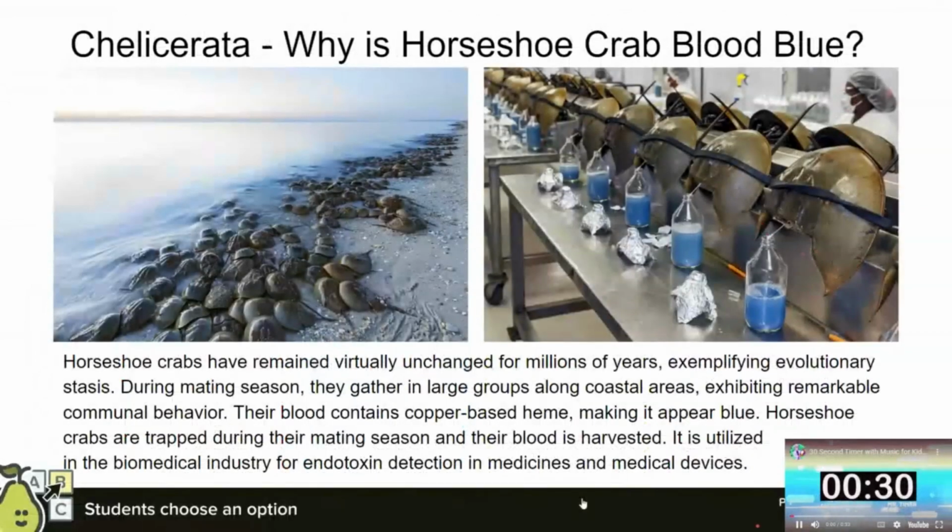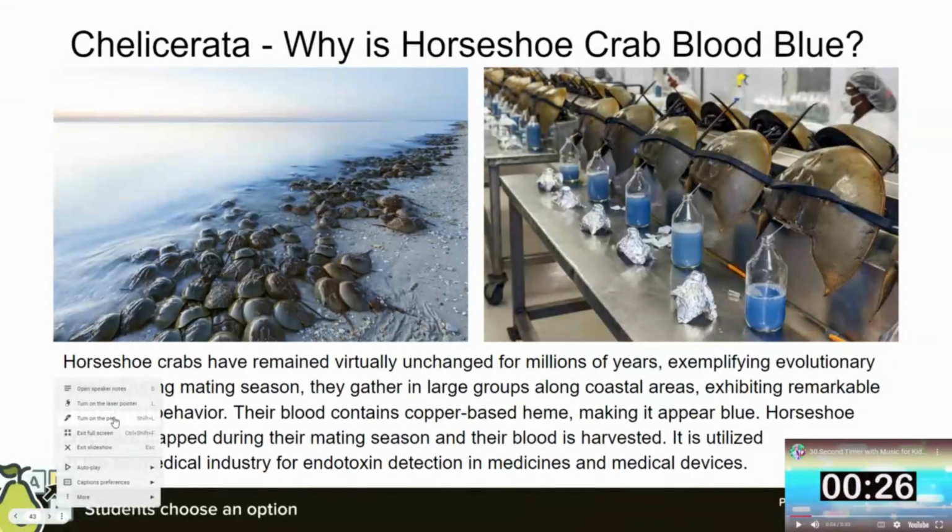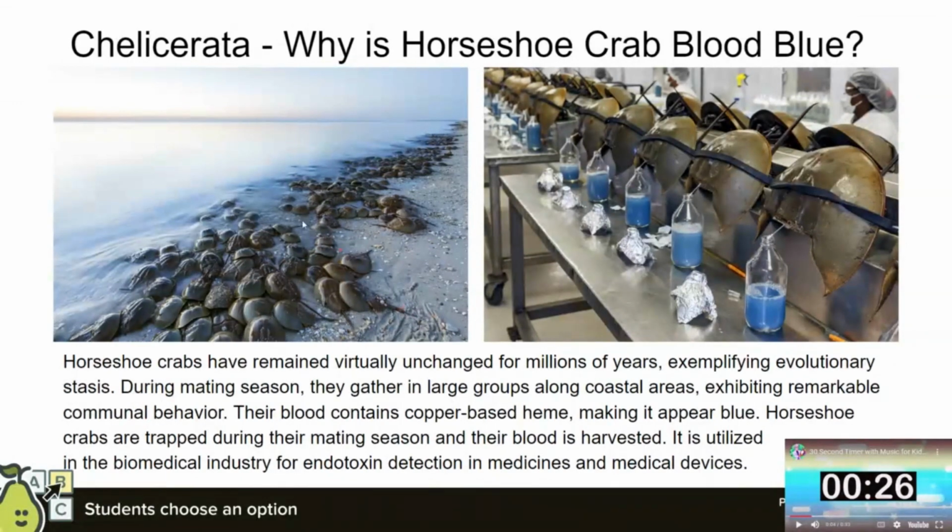Now, one famous example of blue blood is the blood of the horseshoe crab or the Chelicerata. Okay, so this is an example of evolutionary stasis. These horseshoe crabs, they're actually closely related to arachnids, and they have a hemocyanin, a copper-based blue coloration of their blood. And this blood is highly valued in the medical community.